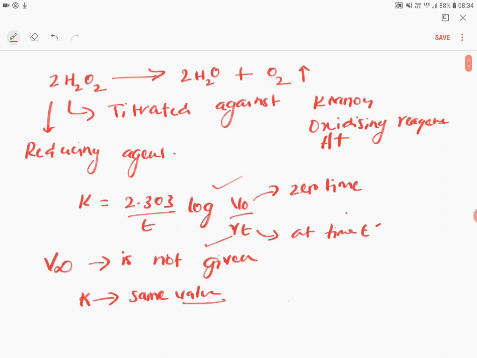Further, the rate of this first order reaction is measured by titrating a fixed volume of hydrogen peroxide, which is undecomposed hydrogen peroxide, against a standard solution of KMnO4. Hence, here KMnO4 acts as an oxidizing agent and hydrogen peroxide as a reducing agent. Therefore, for various values of t, various volumes of KMnO4 will be used and tabulated. Once we get the same values of rate constant, we can ensure that the hydrogen peroxide decomposition is representing a first order reaction.